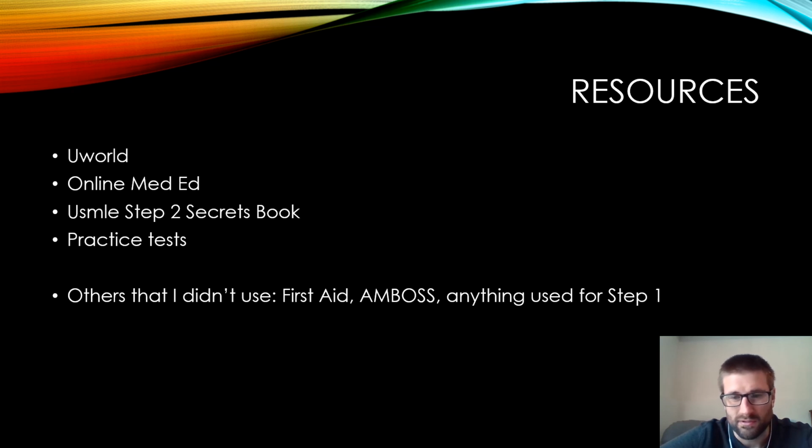Other resources that I know a lot of people use that I didn't use is First Aid. Whereas First Aid for Step 1 was a huge deal and very important to use, First Aid for Step 2 is a little bit different. It's written differently. It's more of a book style rather than high yield bulleted point stuff. Amboss is another thing that a lot of people use that I didn't use, and then I also didn't use anything that I used for Step 1.